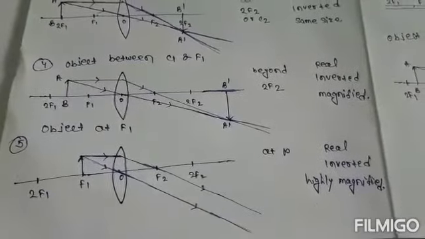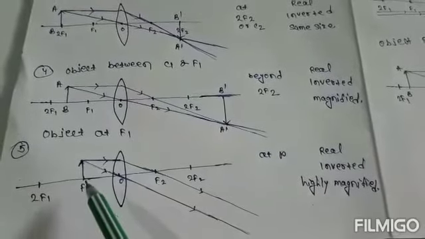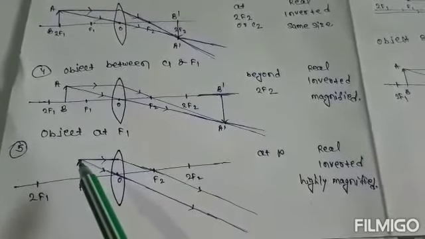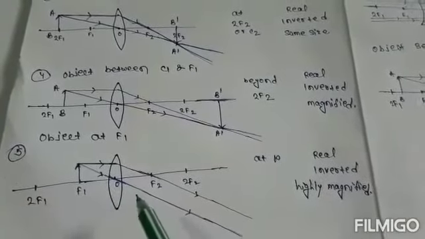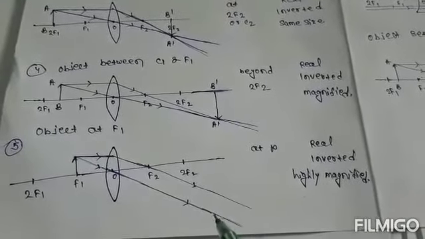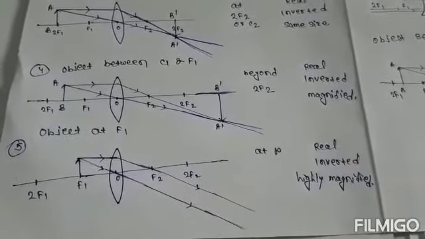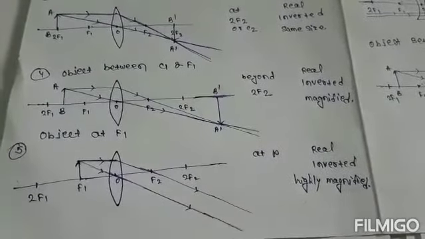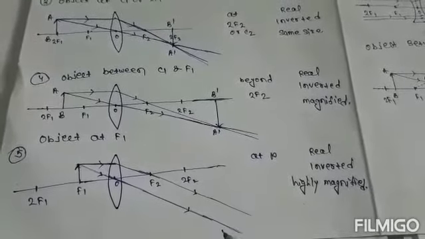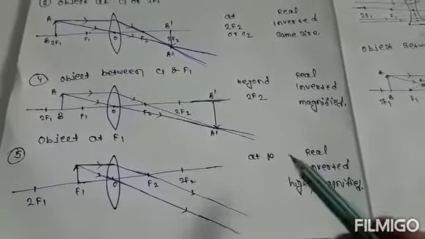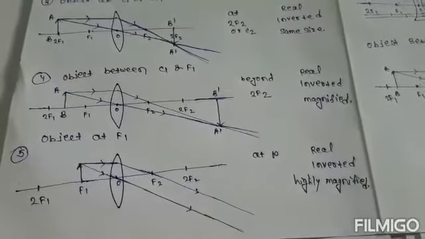Then take the object at F1. When we place the object at F1, we also consider two rays. One is parallel to the principal axis, another passes through the optical center. But after refraction, the two rays look parallel to each other. We know that we get parallel rays from infinity. So when two rays are parallel, we imagine the two rays meet at infinity. So the image is formed at infinity, and the image is real, inverted and highly magnified.